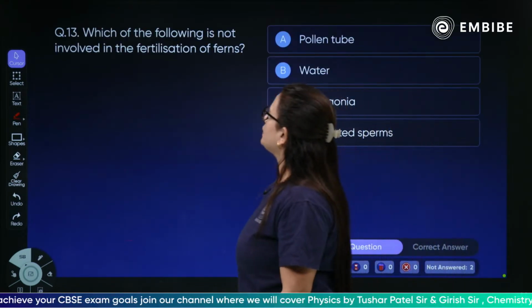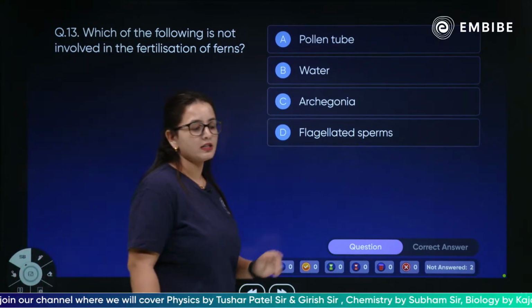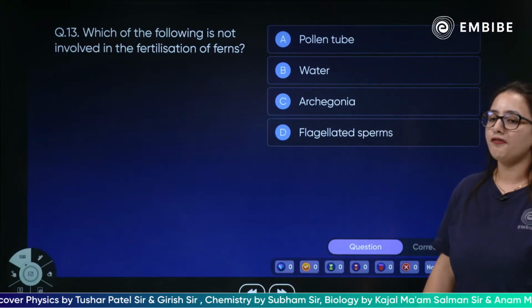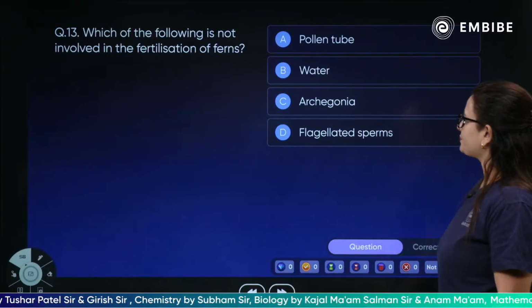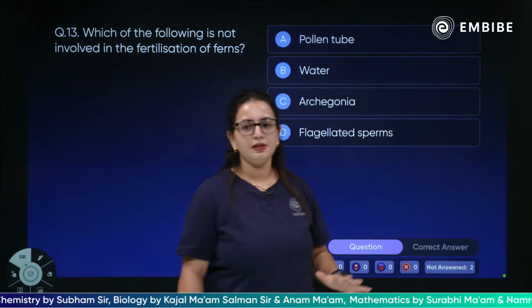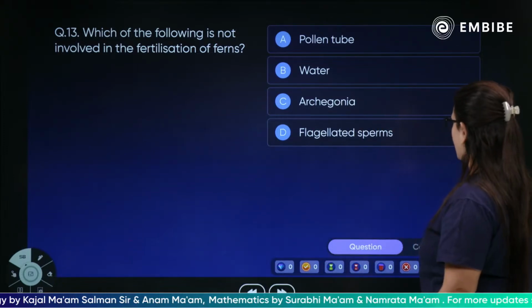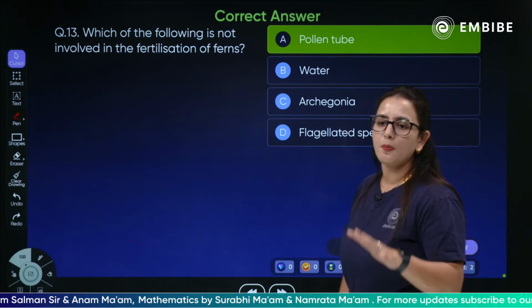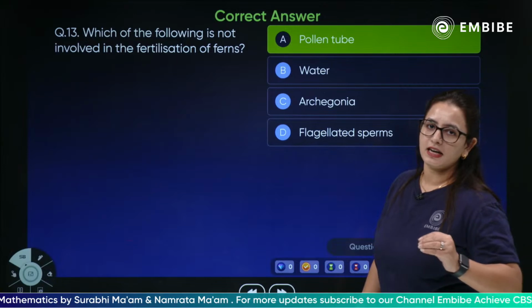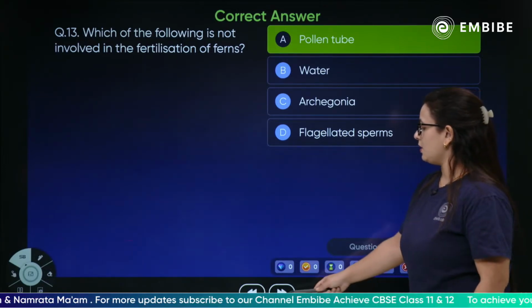Next question, which of the following is not involved in the fertilization of fern? Pollen tube, water, archegonia, flagellated sperms. Very simple, which of the following is not a feature of the ferns? It has to be the pollen tube. There is no pollen tube formation in the ferns. Water is required for fertilization. There are archegonia, which are the female gametophyte structures, and flagellated sperms for the movement.